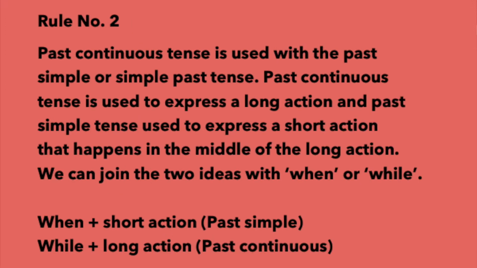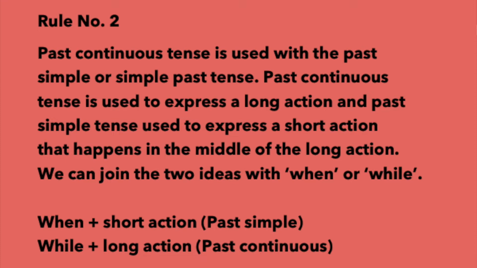Rule number 2. We often use the past continuous tense with the past simple tense, I mean simple past tense. We use the past continuous tense to express a long action. And we use the past simple or simple past tense to express a short action that happens in the middle of the long action. We can join the two ideas with when or while.